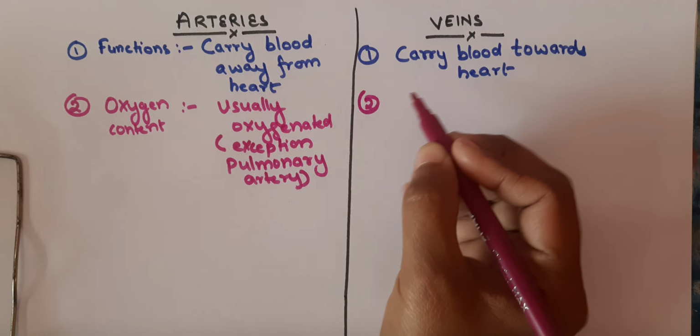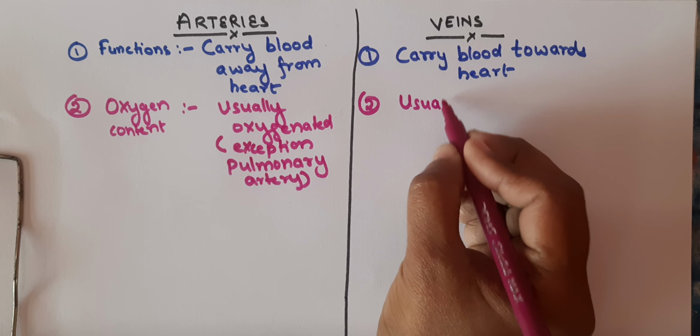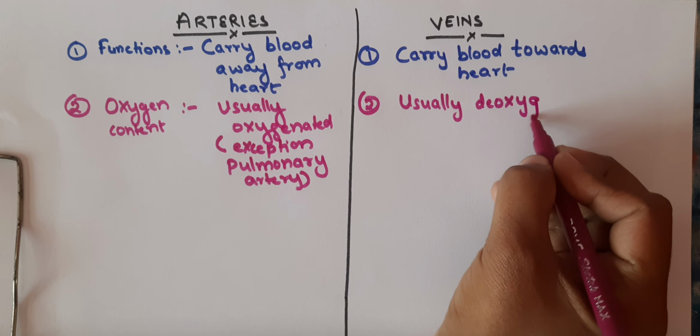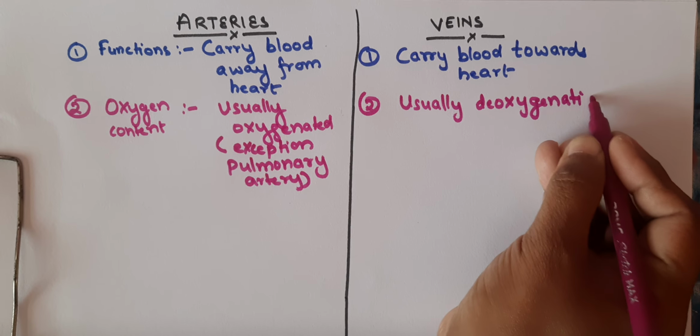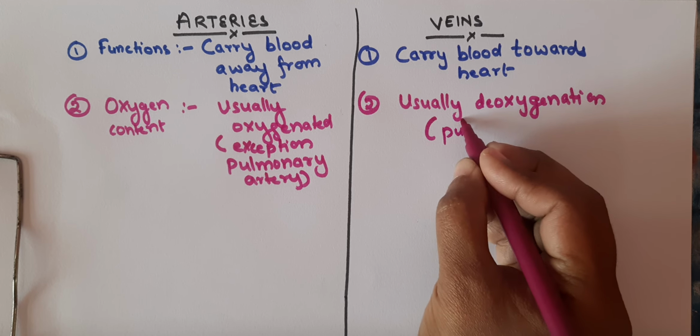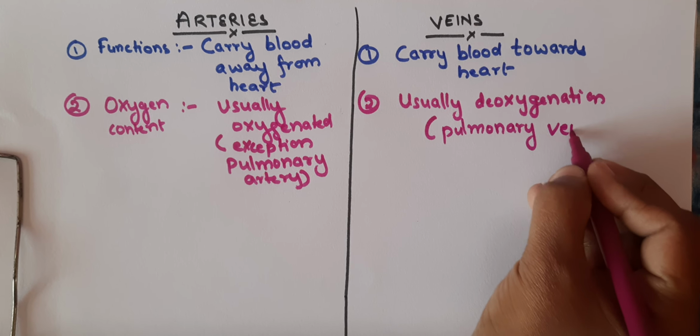However, the veins are usually deoxygenated, and here also there is an exception. That exception is the pulmonary vein. So this is the second difference, students, between arteries and veins.